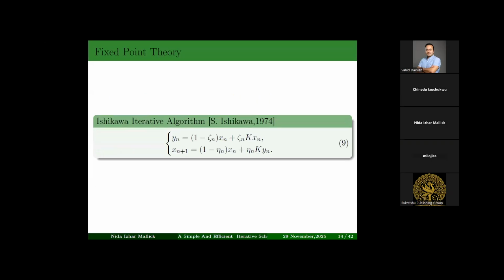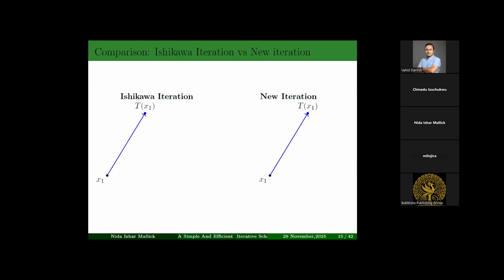This equation looks very similar to the Ishikawa iterative scheme, but here is a pictorial representation showing that our iterative scheme is less complex than Ishikawa iteration. If we take any point x1 and find its image T of x1, and similarly for the second step we find y1 and its mapping T of y1, as is done in Ishikawa iteration, there is no such complexity here. We can directly calculate the next point.